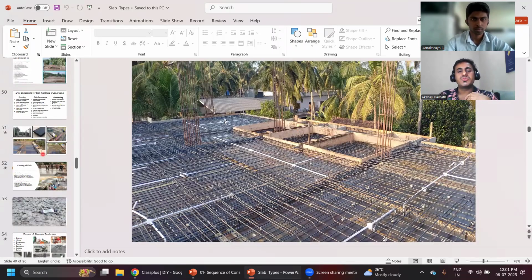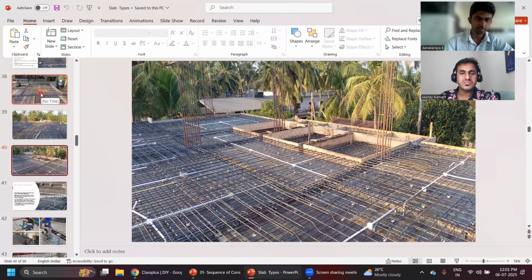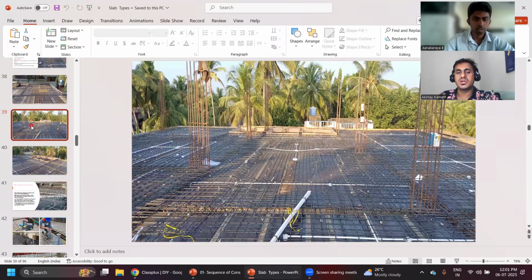So let's say you're supposed to do the concreting of this slab. You've gone for checking. What all checks will you do? Let's say tomorrow I have to pour the concrete. Today you have been called to do the MEP checking. What all checks will you do?